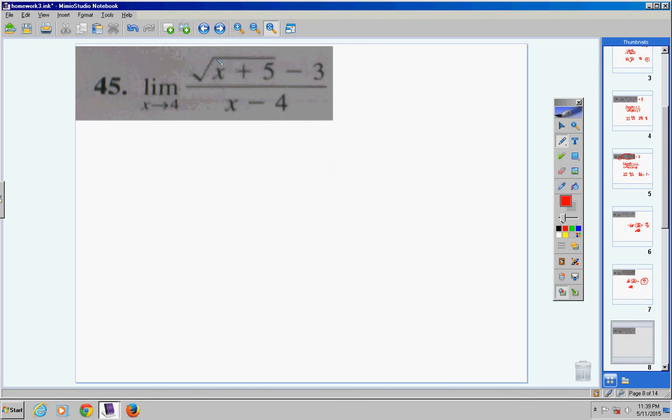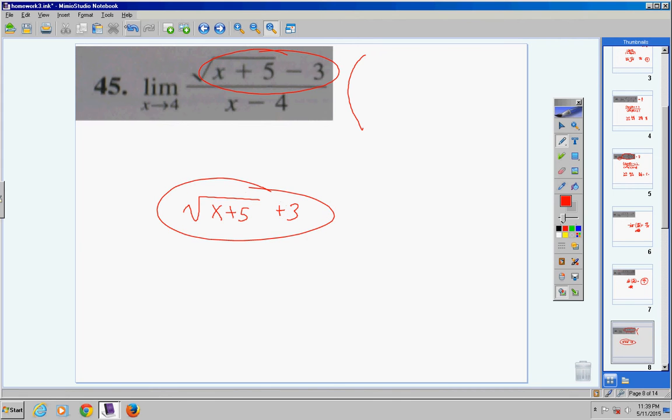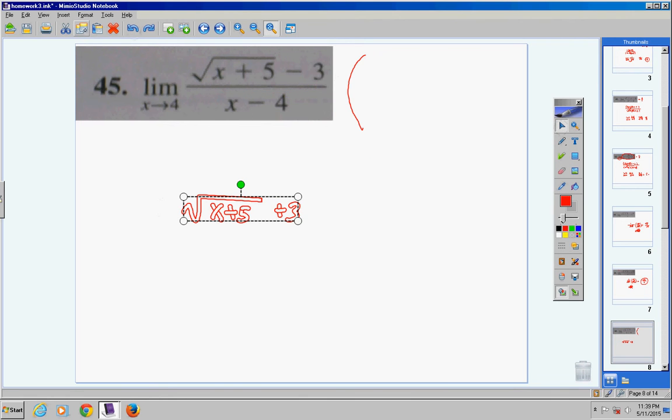Moving on to number 45. Well, once again, same thing. If we put a 4 in, we're going to get 0 over 0, so that's not going to work. So we're going to rationalize the numerator. So we have x. It would be square root of x plus 5 plus 3. This is the conjugate of this right here. Alright, so this is what we're going to use.